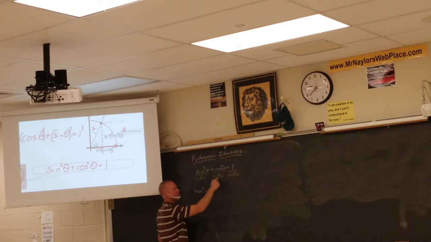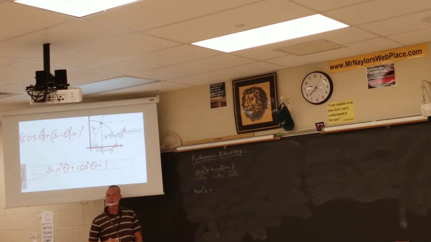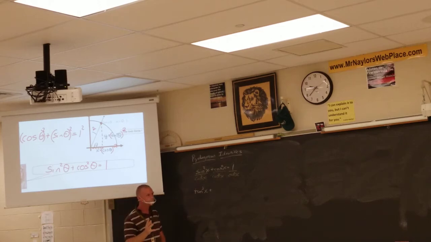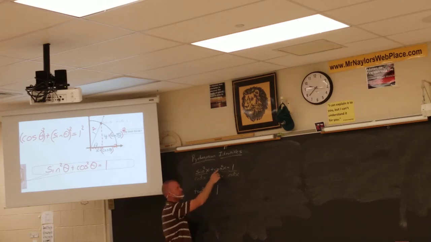What about this? Cosine squared over cosine squared. What happens if you have a numerator and a denominator that are 100% equal? They're going to cancel out to be 1. So cosine squared divided by cosine squared is 1.